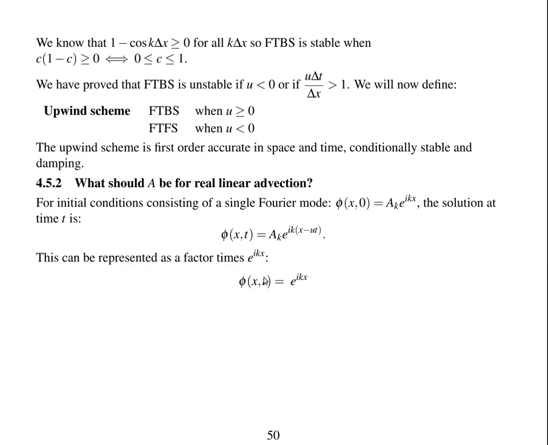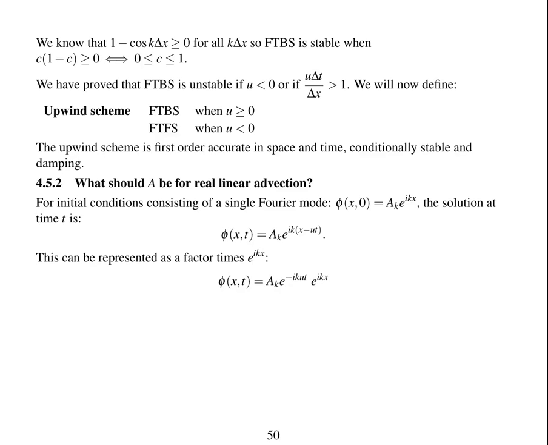We can represent this solution as a factor times e to the power ikx. Knowing this solution, we can work out what the amplification factor would be. So we want this as something multiplied by e to the ikx. So this solution is equal to A_k, and that factor would be e to the minus ik u delta t times ik delta x.